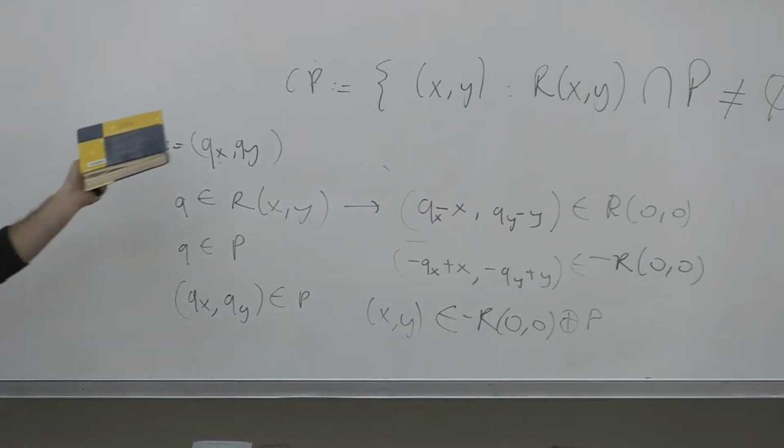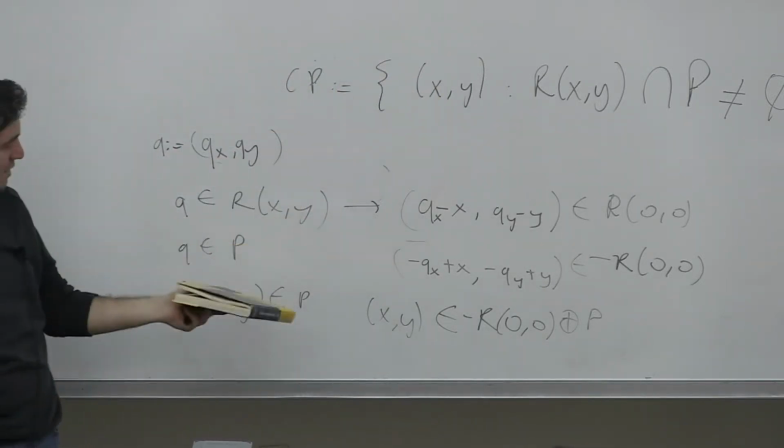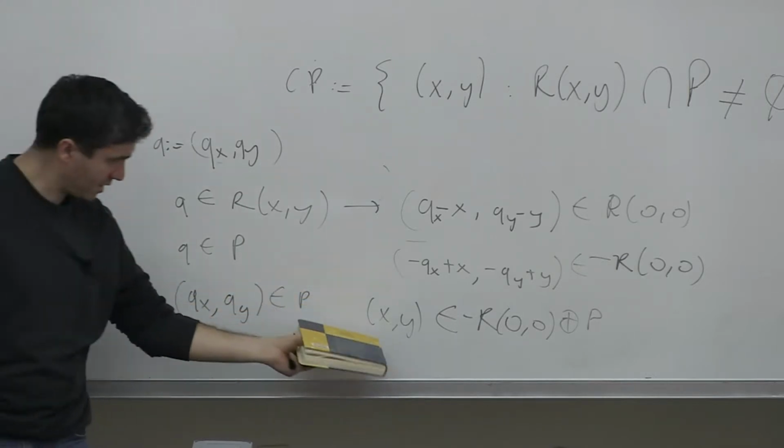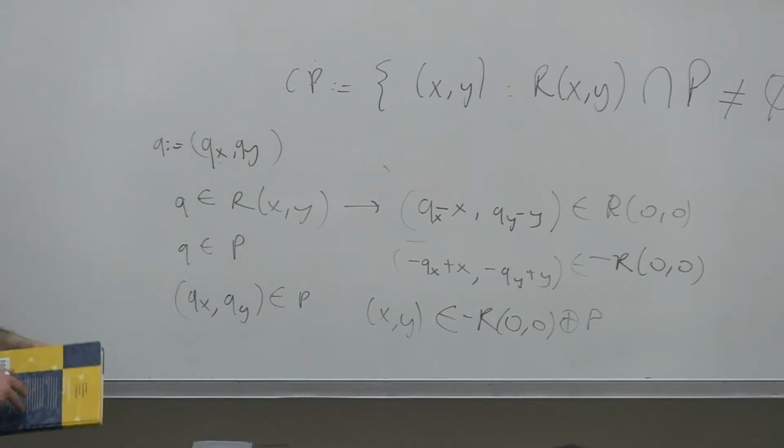So we showed that if they intersect, there is a point XY that also belongs to their Minkowski sum. And the other part of the proof is also really simple. We now first assume that this is true, and assuming that this is true, what we do is this.